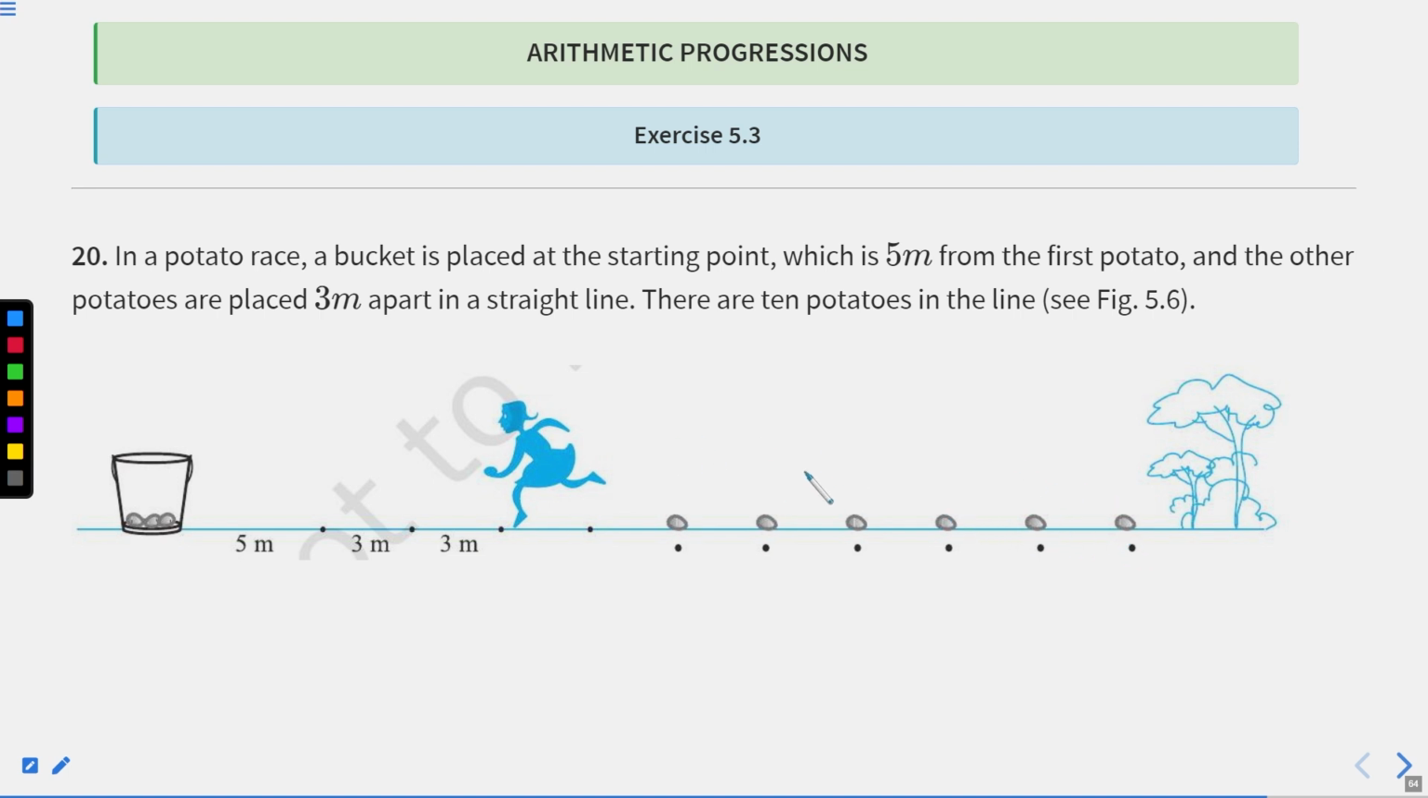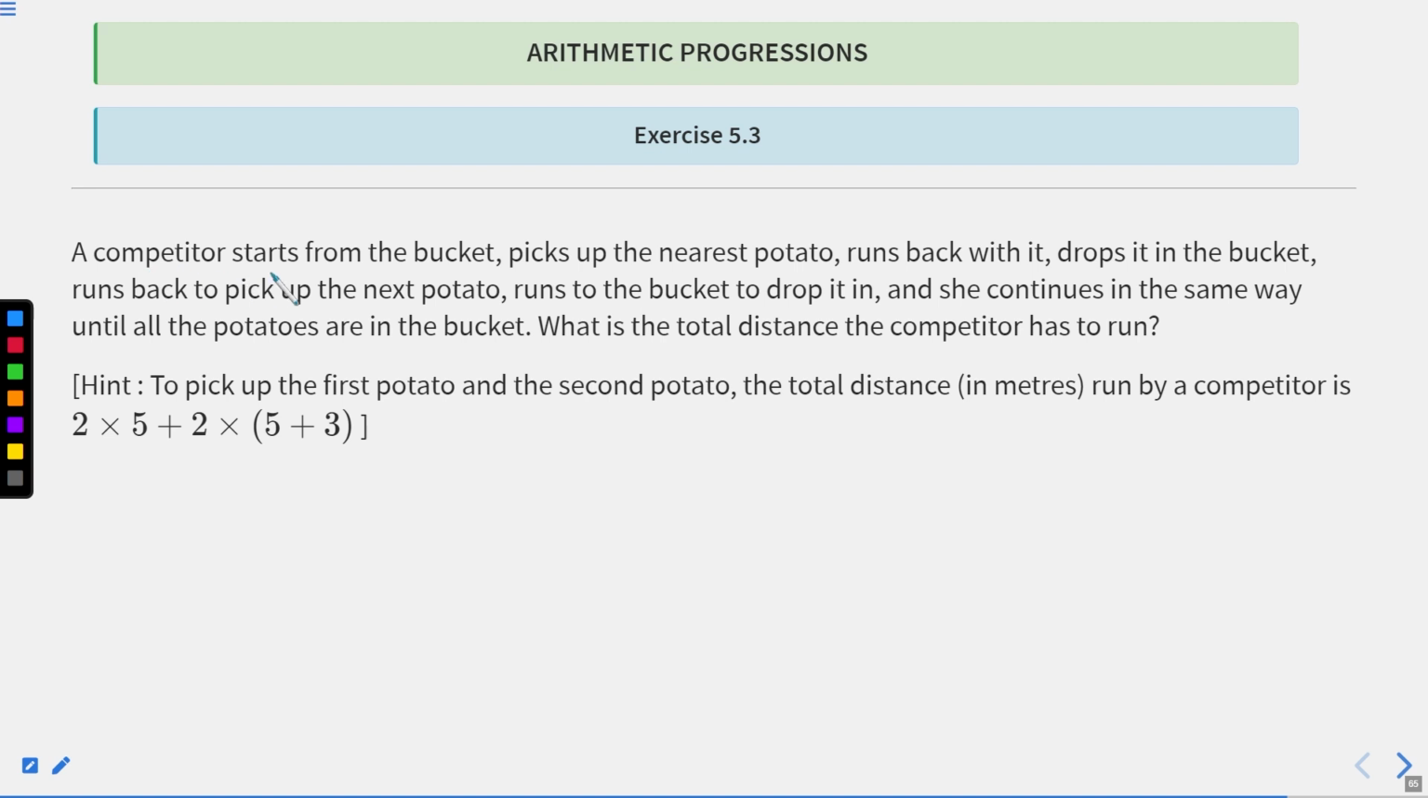Okay. So now our competitor starts from the bucket, picks up the nearest potato, runs back with it, drops it in the bucket, and runs back to pick up the next potato. Okay, and runs to the bucket to drop it in, and continues in the same way until all the potatoes are in the bucket. So what is the total distance the competitor has to run? So here we are asked what is the total distance the competitor has to run.